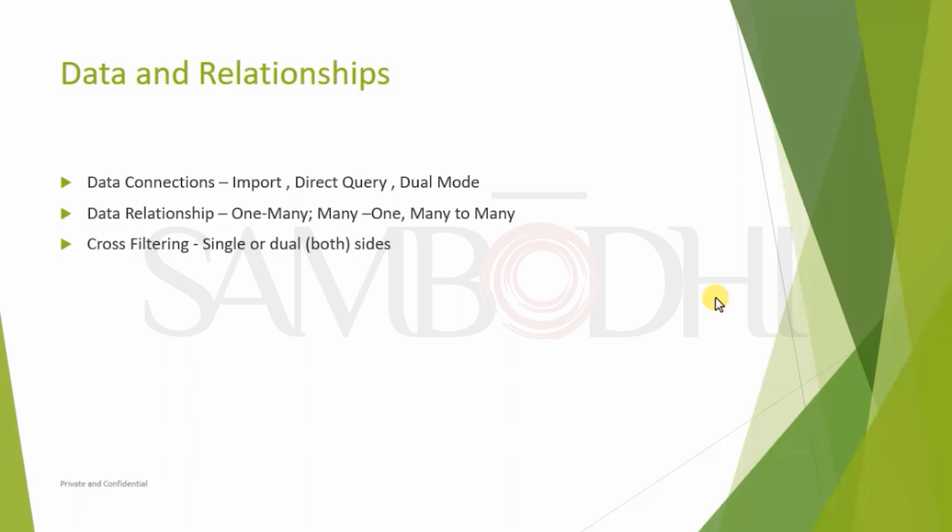This is one of the very important sessions, wherein understanding the crux of how relationships are created in the background will help you build a very powerful visual on top of it. Also, there is the particular option of cross filtering. Do you want to filter data singly or on both sides? These are certain technical terms which we are going to study today. Let's have a look at data connections with an example.